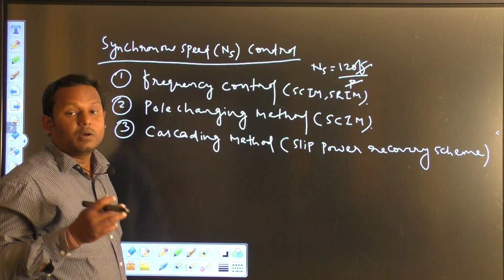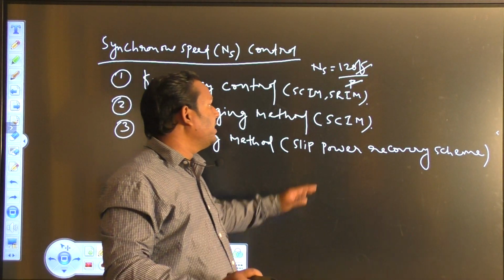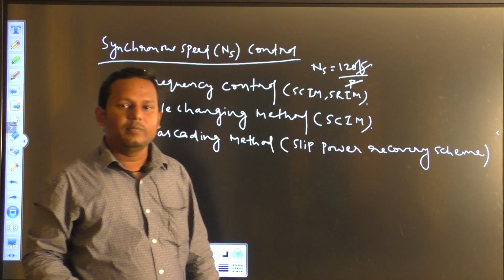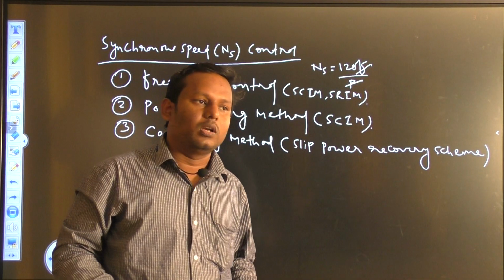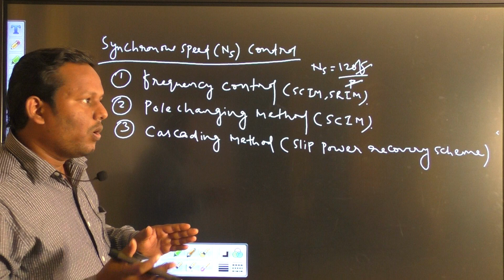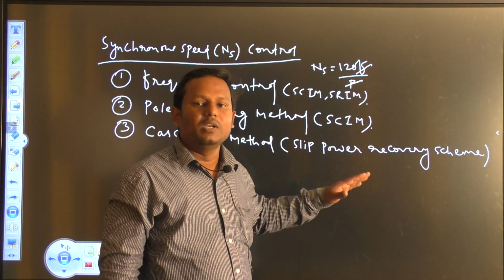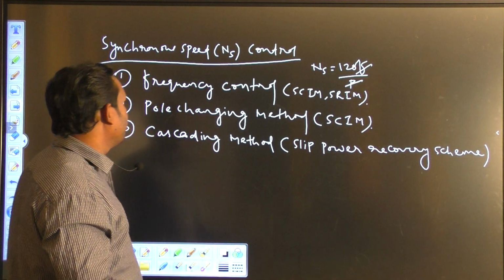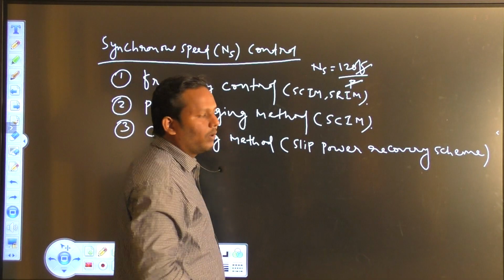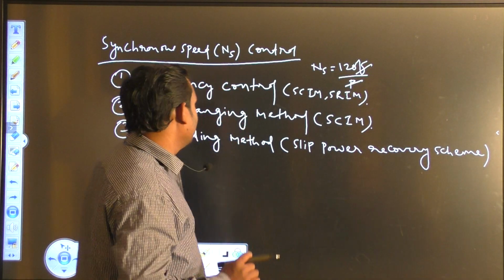We have to change the number of poles, which is possible only in a squirrel cage induction motor, because in a squirrel cage induction motor, the rotor poles automatically adjust to the change in stator poles, which is not possible in a slip ring induction motor. So the pole changing method is only applicable to the squirrel cage induction motor.